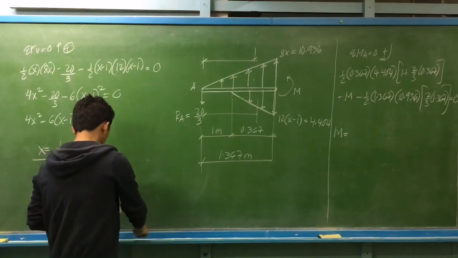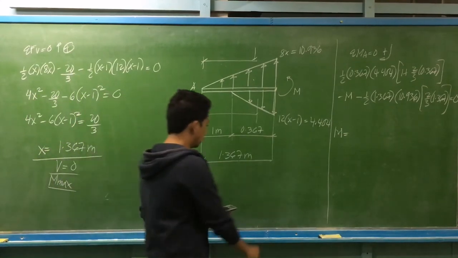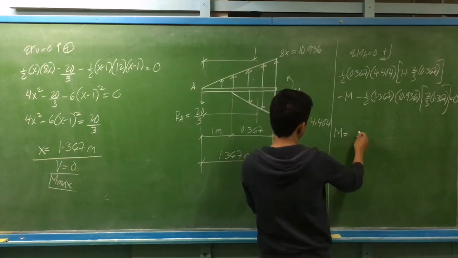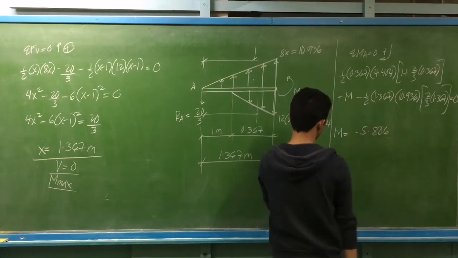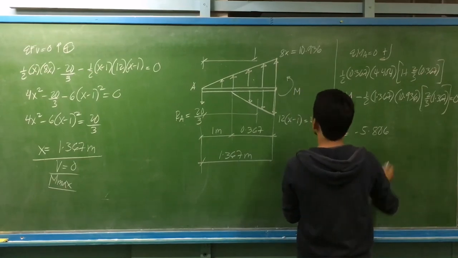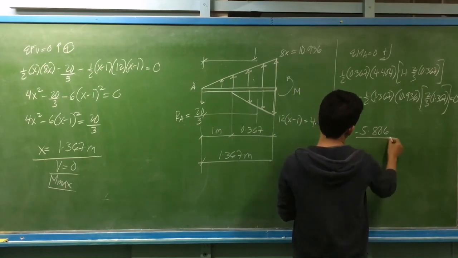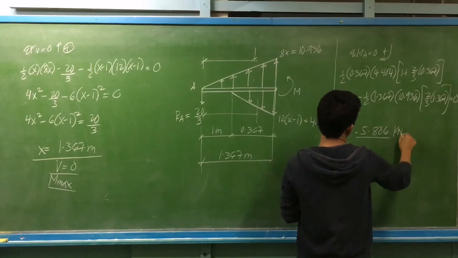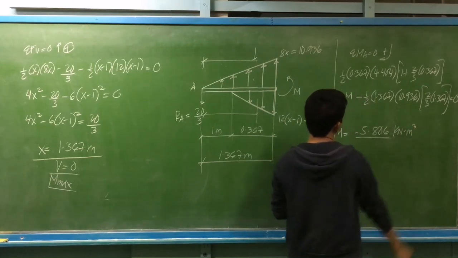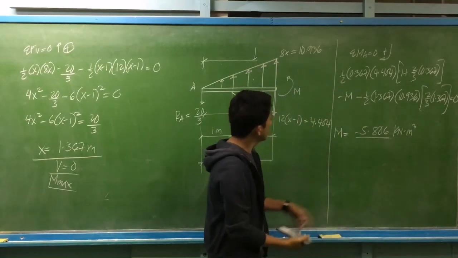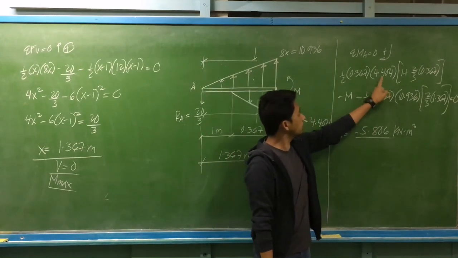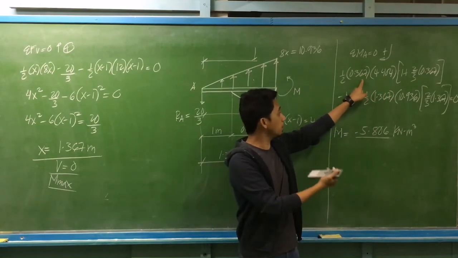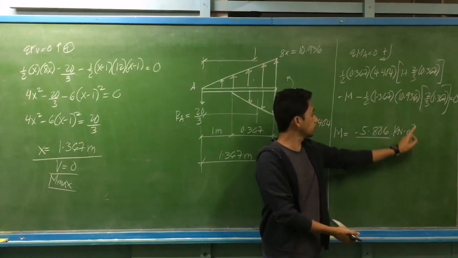Okay, so we have a value of, it came out here as negative 5.806. So since this is 5.806, the unit will be the same as kilonewton meter cube. It should be kilonewton meter cube. This is already kilonewton meter. Kilonewton meter times meter, kilonewton meter squared times meter, kilonewton meter cube.